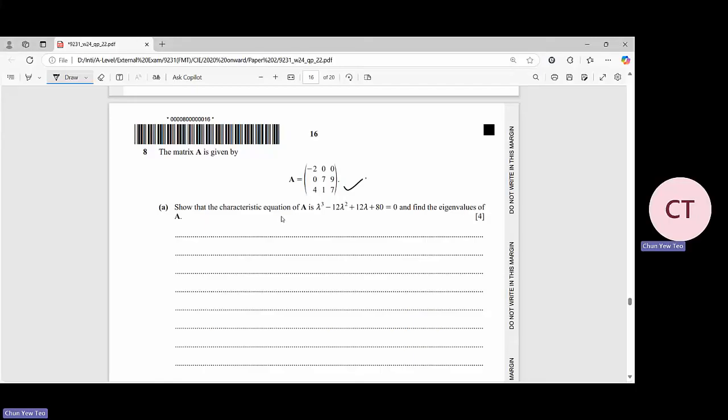The matrix A is given as such. Show that the characteristic equation of A is given as this expression. And after that, find the eigenvalues of A. So what you need to do is, to form the characteristic equation, we need to find the determinant of A minus lambda I. Okay, so this one will be -2 minus lambda. This one will be 7 minus lambda. This one will be 7 minus lambda. And the rest, just copy down.